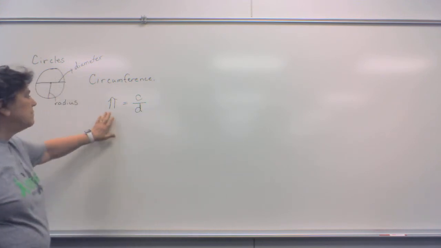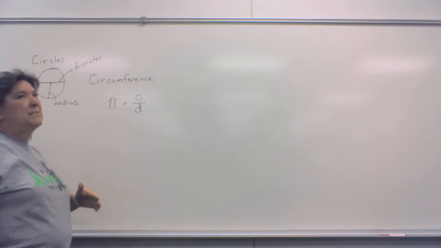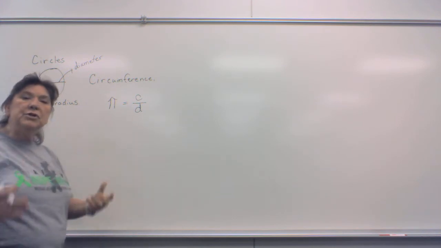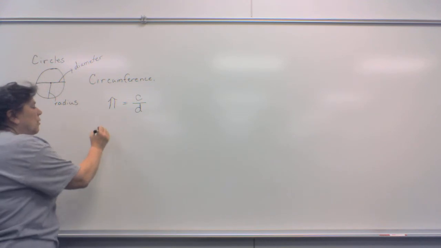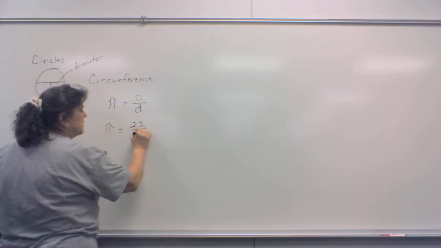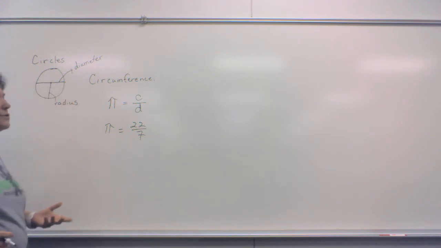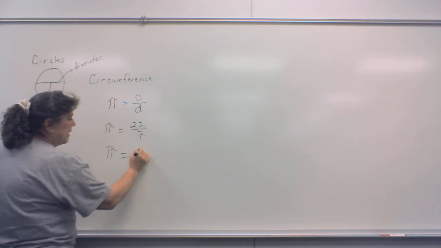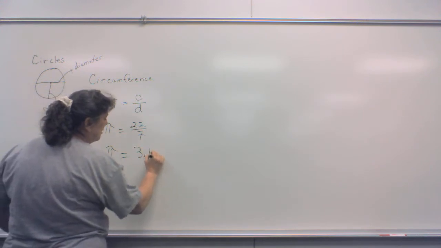And this is a number that is irrational. That means it goes on and on and on and never stops. But we do use approximations. One approximation for pi is the fraction 22/7, although we don't really use that one very often. The most common one for pi that we use is 3.14.